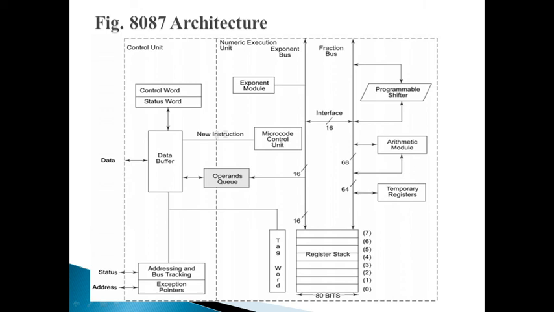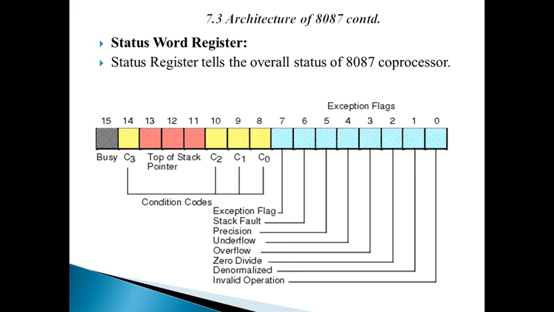Let us see about the words in the 8087 architecture. The first word is the status word register. As the name suggests, this gives the overall status of the 8087, but there are multiple bits available in this status word. In total this is a 16-bit word register. The status register tells the overall status of the 8087 coprocessor. It is accessed by using the FSTSW instruction. In order to get the status, we can use this instruction, which stores the contents of the status register into memory.